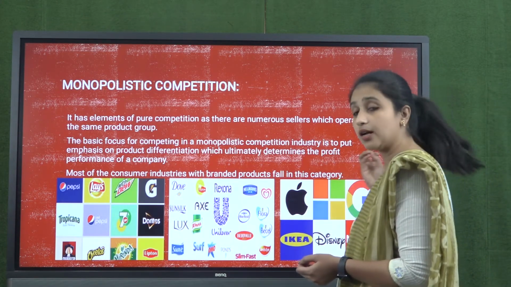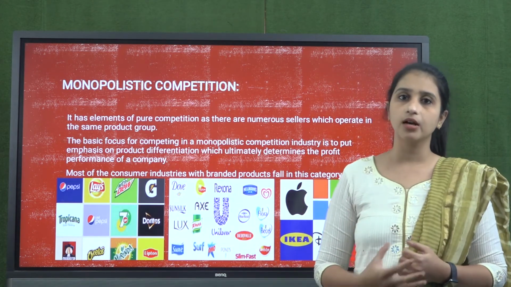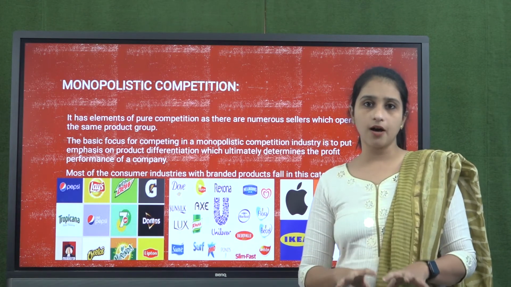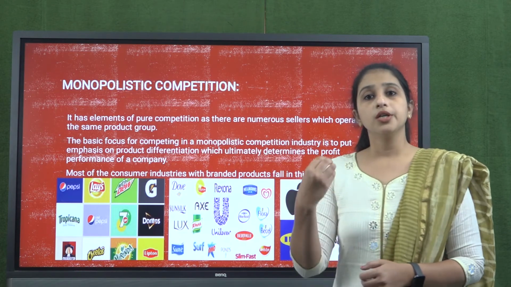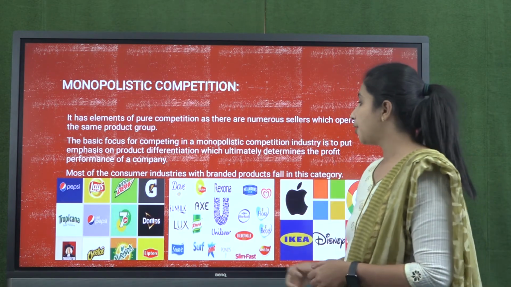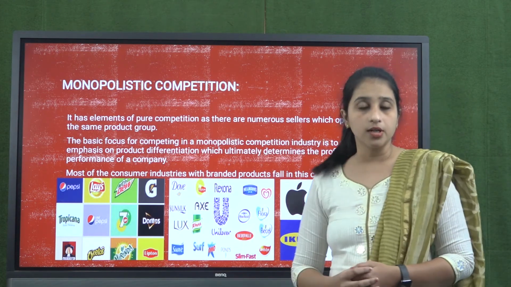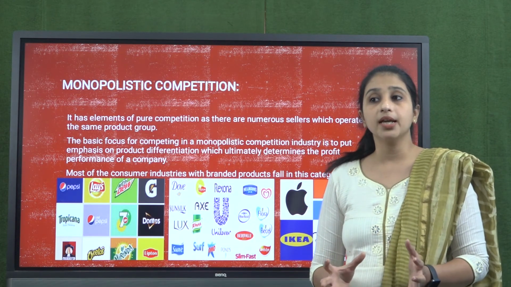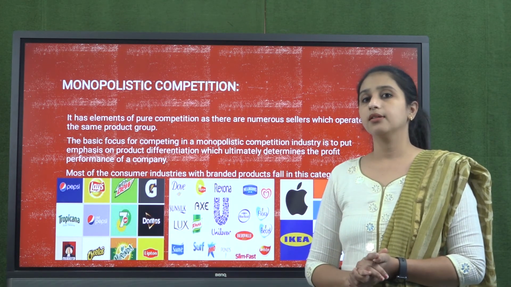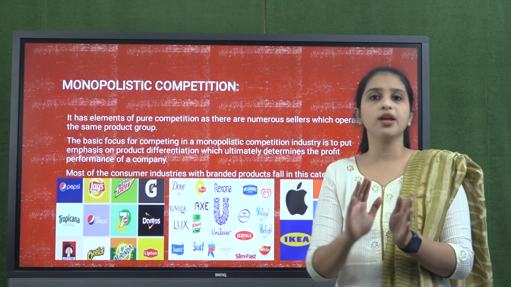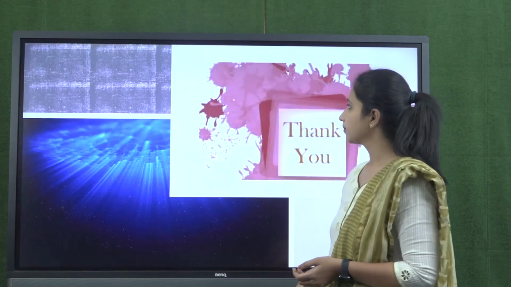Then when you are talking about foods and eatables, you can see McD and Pizza Hut. We love to go to all these places to have our food, or we love to use Apple iPhones, or we love to have Pepsi or Coca-Cola or Dew and all. So this is how the companies exist. The number of sellers in the market is very large, but they offer products which are unique from the products of another company. Thank you.